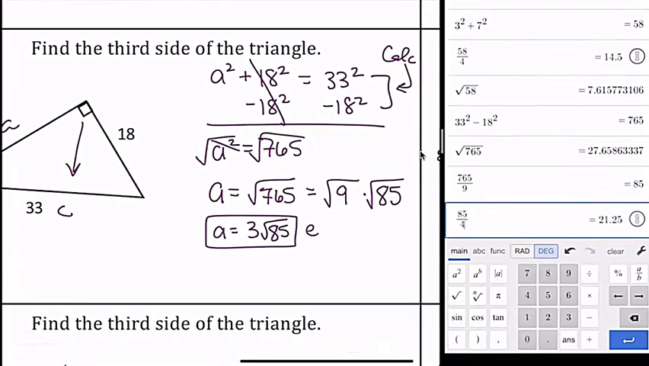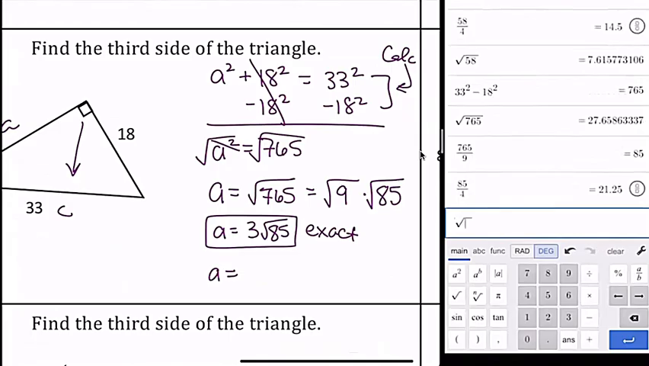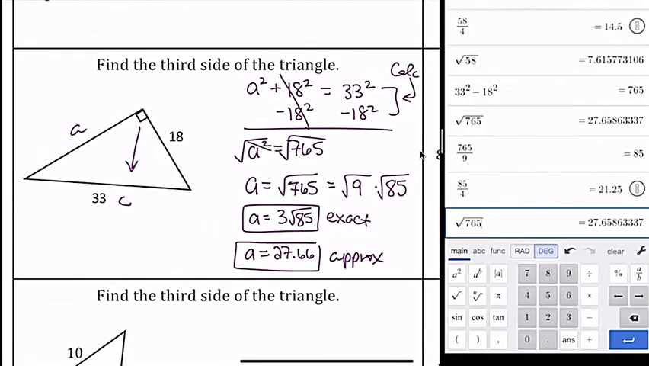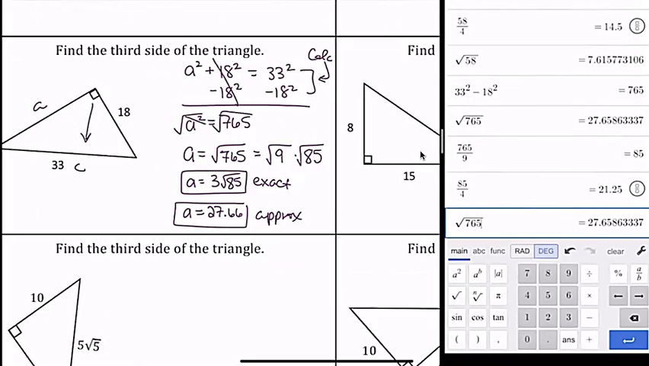So here's the exact answer, or they're going to call that the simplified radical form. And then our approximate answer, we're just going to type in the square root of 765. It was 27.658, so I'm going to round to 27.66. There you go, and that's how you do it. So go ahead, pause, do the other three, and then come on back.